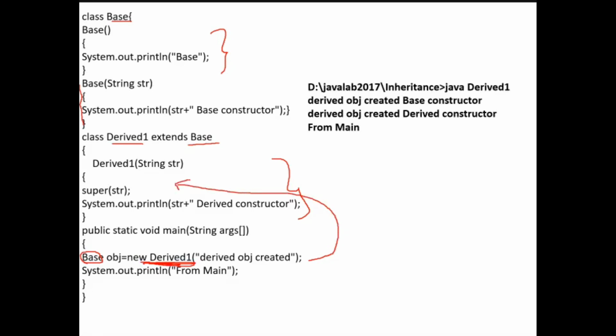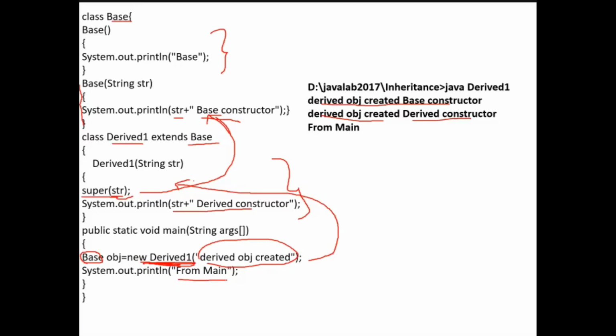Actually from here, it would call the no argument constructor of the base class. But here I am trying to explicitly call the base class one argument constructor. What argument am I passing? I'm passing str, which holds "Derived object created". That becomes the argument for the one argument constructor of the base class. So first it will print "Derived object created, base constructor". After that control will come here and print "Derived object created, derived constructor". Then control comes to main and it will print main. Understood?